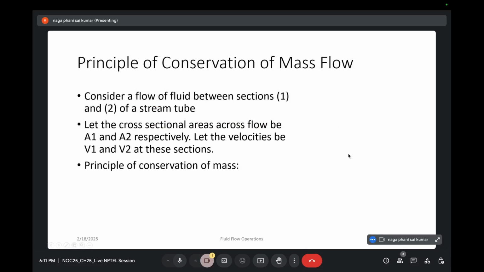So now let's understand the principle of conservation of mass flow. Let's take a fluid flowing through a stream tube. Let me draw it.